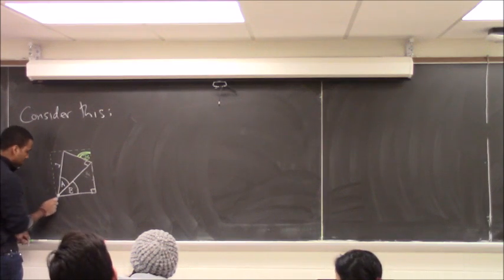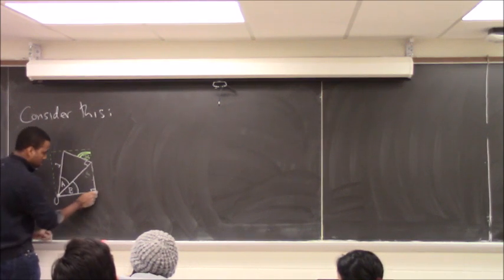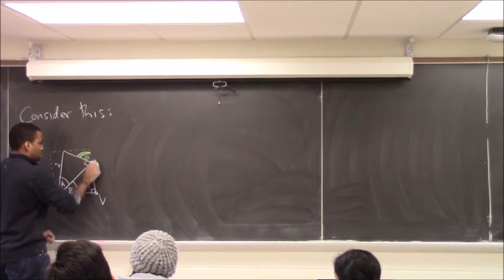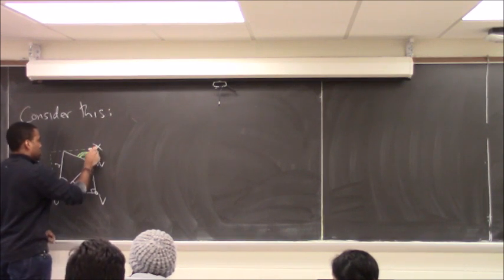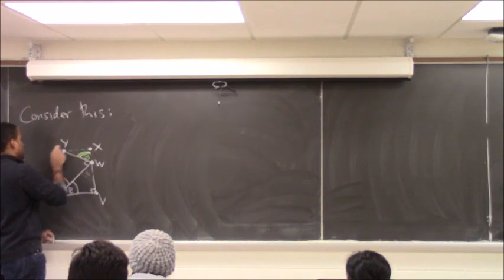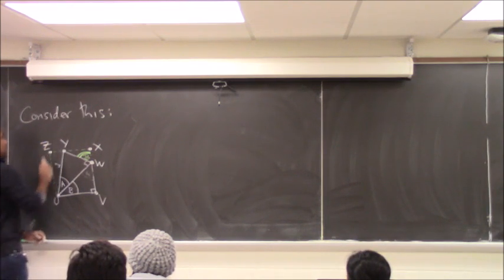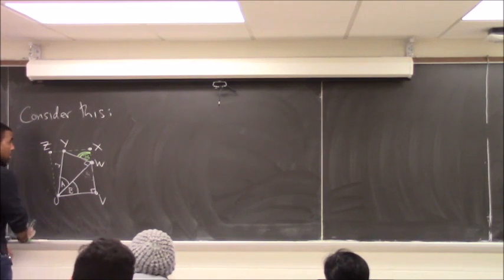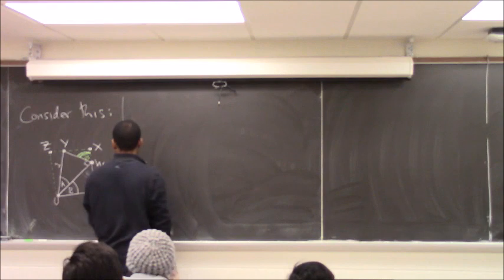Okay. Let's label these. U, V, W, X, Y, Z. Now, here's something that we learned last time.